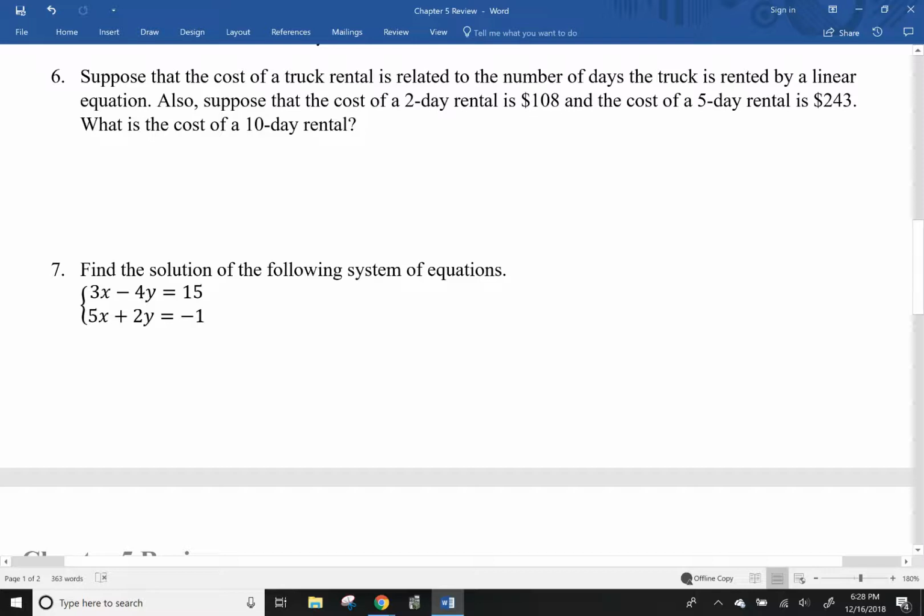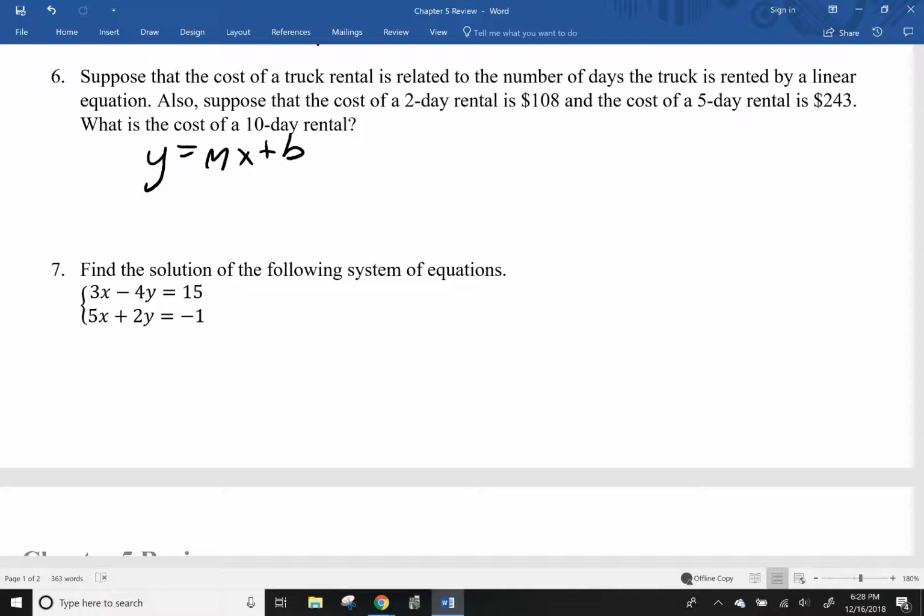Number 6, suppose the cost of a truck rental is related to the number of days the truck is rented by a linear equation. Also suppose that the cost of a 2-day rental is $108 and the cost of a 5-day rental is $243. What is the cost of a 10-day truck rental? So again, we need the equation of our line, and then we'll use that equation to find the cost of a 10-day rental. But before I can do that, I need to figure out m and b. I need to figure out what belongs in my equation.